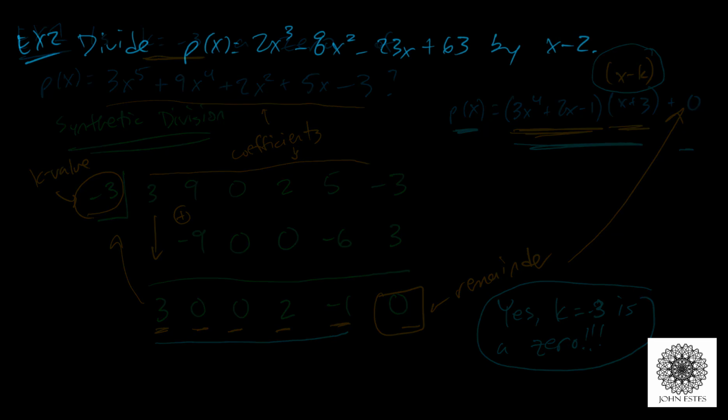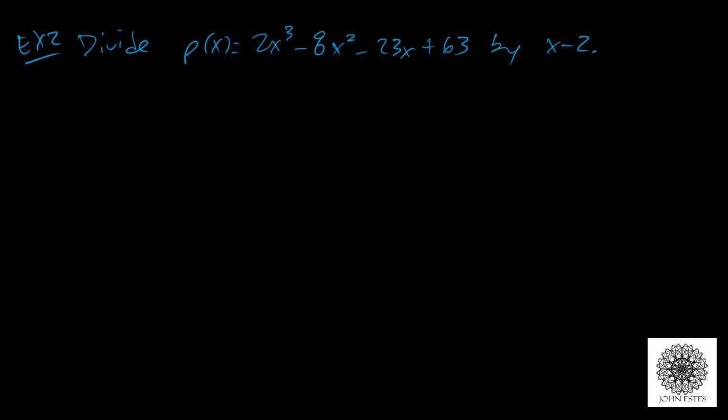Let's try another one. Okay, so this time they word the question a little differently. We want to divide this cubic polynomial by x minus 2. Okay, so this is a question of division. And I should mention here that synthetic division only works when I'm dividing by a linear term. Okay, so we're having to divide by a linear term, which we are. That means I can get a k value. So in this case, my k value equals 2, right?